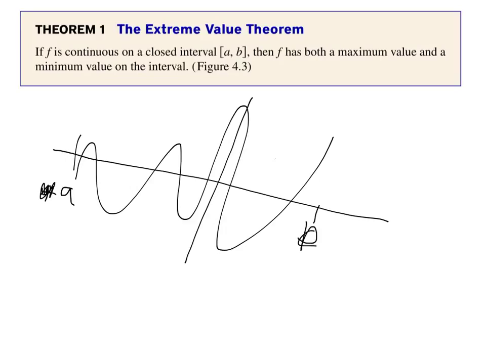there is a maximum value and a minimum value on this interval. So if we were looking at this, yep, that's probably the maximum value and that's probably the minimum value. But it doesn't matter.